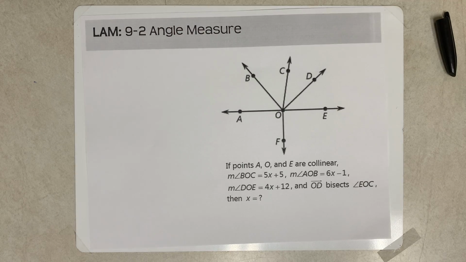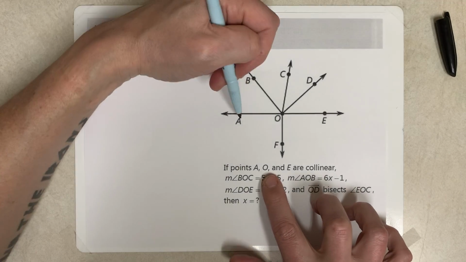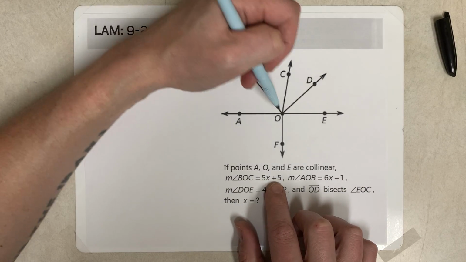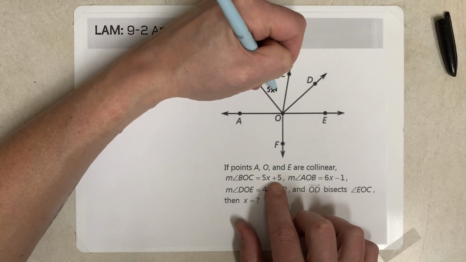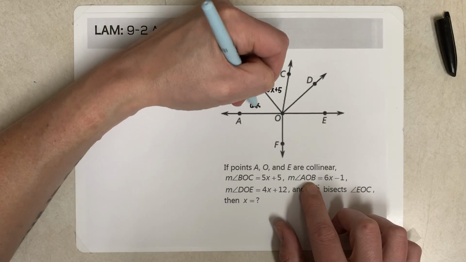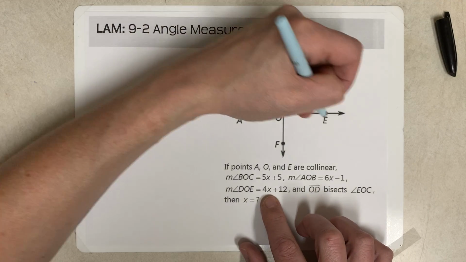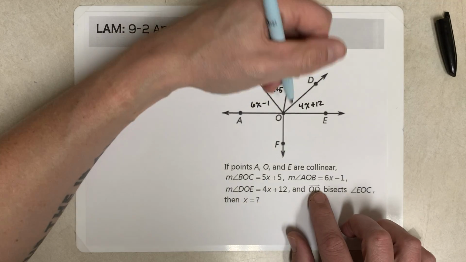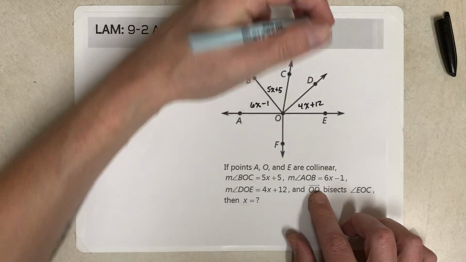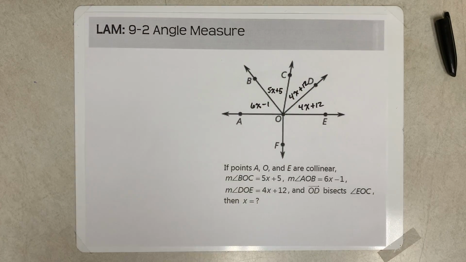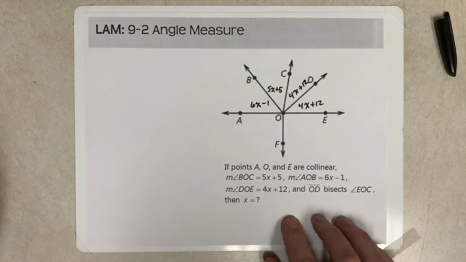All right, for our next one, same diagram. Okay, this time we have AOE are collinear, which means that's a straight angle. BOC is 5x plus 5. AOB is 6x minus 1. DOE is 4x plus 12. And OD bisects EOC, which means this is another 4x plus 12. And now we're going to go ahead and add all those up and set that equal to 180.